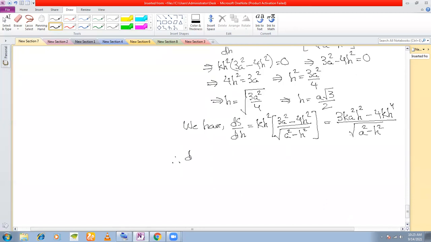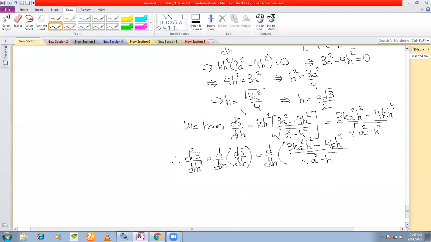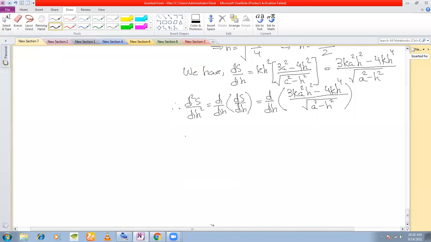So therefore d2s dh2 is equal to ddh of ds dh, is equal to ddh of all this: 3k a square h square minus 4k h to the power of 4 divided by root over of a square minus h square. Fine. U by v rule.